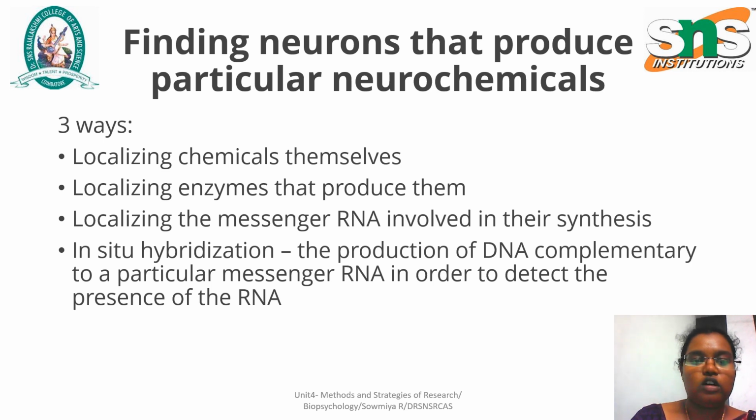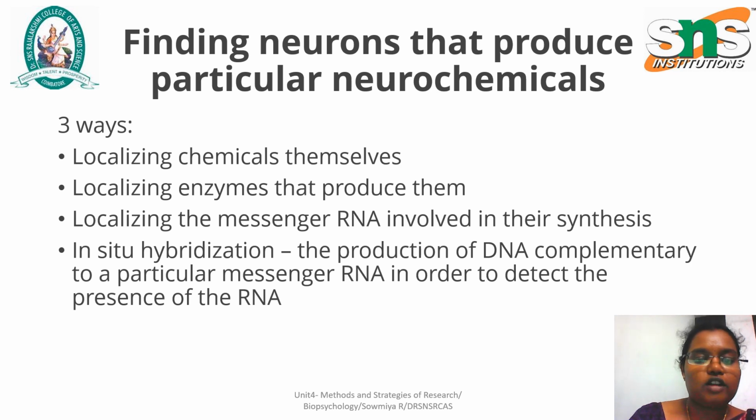Immunohistochemistry is the first one, in which antibodies are proteins that bind to specific molecules, including neurotransmitters. By labeling brain tissue with antibodies against particular neurotransmitters, researchers can visualize the neurons that produce or contain that neurotransmitter.